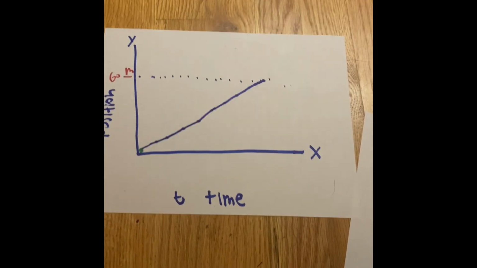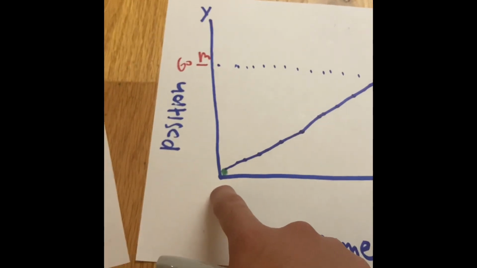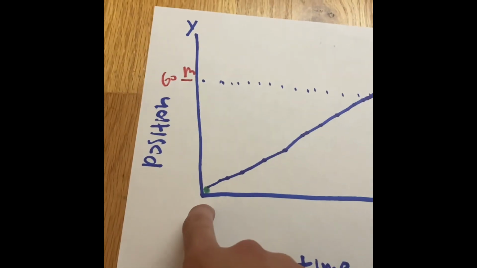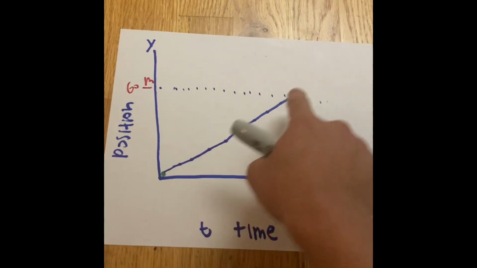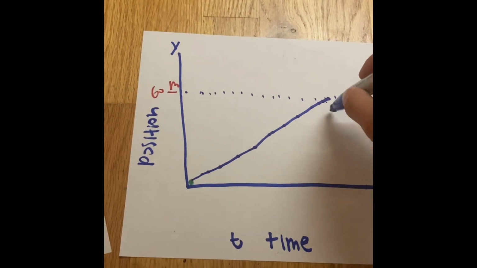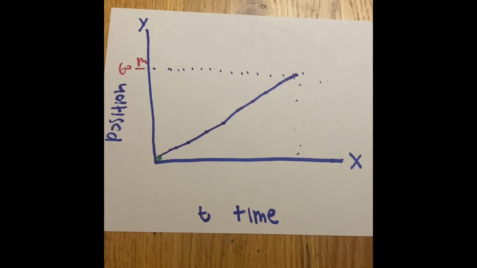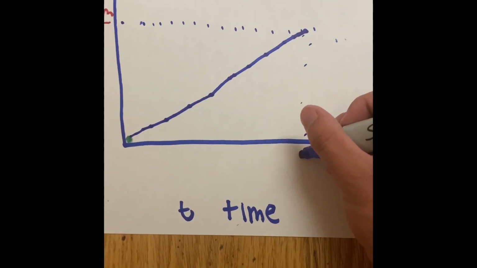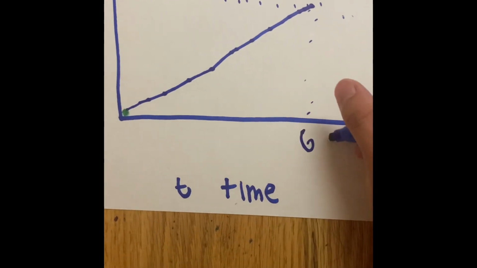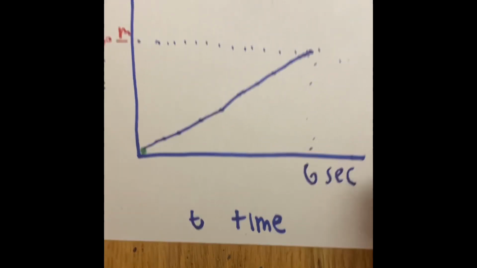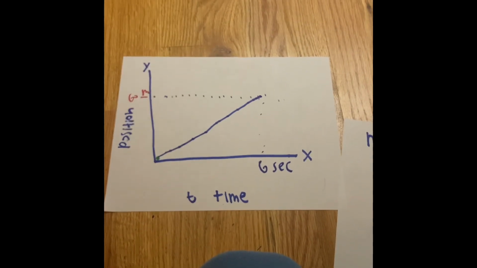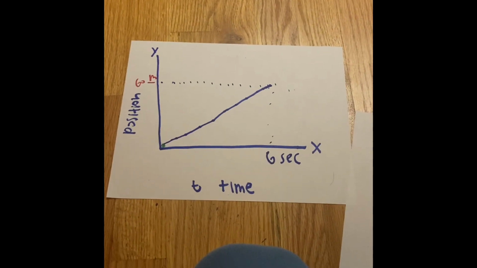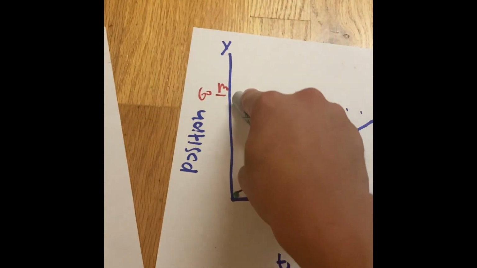Now, instead of being at 0 meters, he's at 60 meters away from our reference point, and it took some kind of time. We're not going to calculate what time, but let's say it was 6 seconds. So that is an example of an object moving from the reference point to another point.